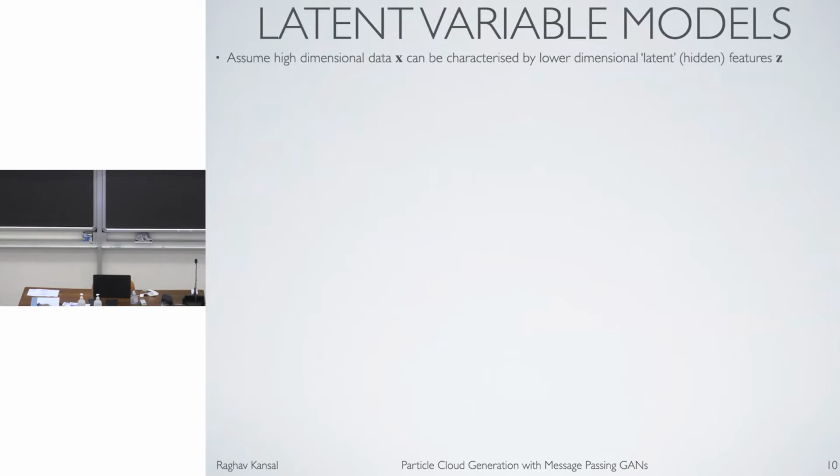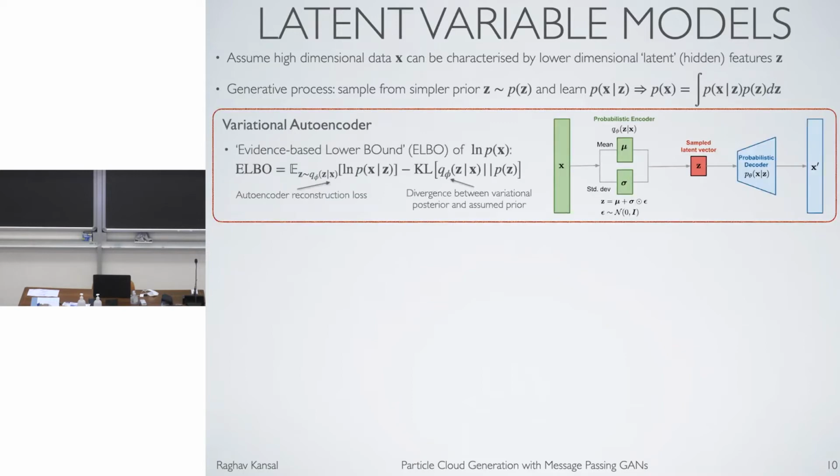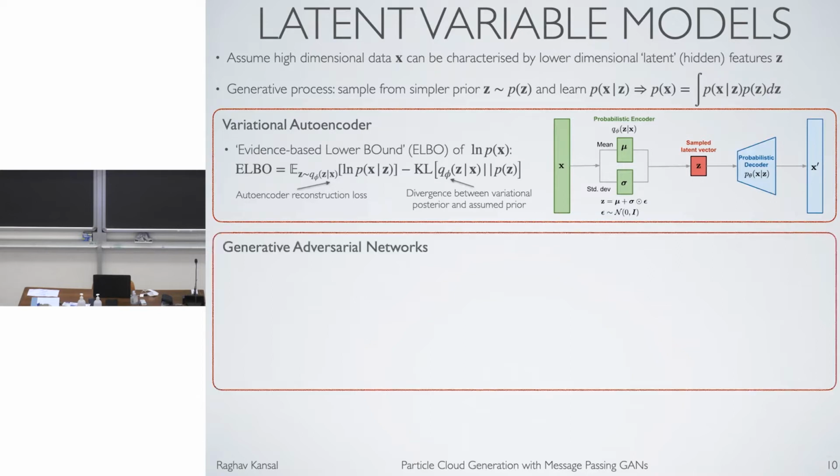In latent variable models, we assume this high dimensional data can be modeled by a lower dimensional, hidden space, like features Z. The generative process is sampling from the simpler prior and learning the conditional distribution of X given Z. One type of architecture which does this is a variational autoencoder, which has been discussed. But the architecture we chose is generative adversarial networks. These are abandoning the likelihood-based loss approach from all the previous models that I mentioned or showed.